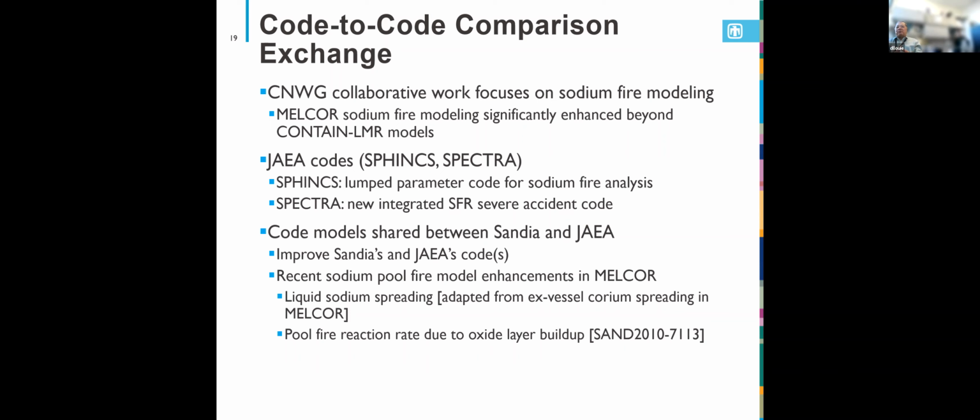Like I said, we try to improve both codes at both institutions. And then I'm going to talk about the enhancement on the pool fire, mainly on the pool spreading, and how we improve the reaction rate if there's an oxide layer buildup.